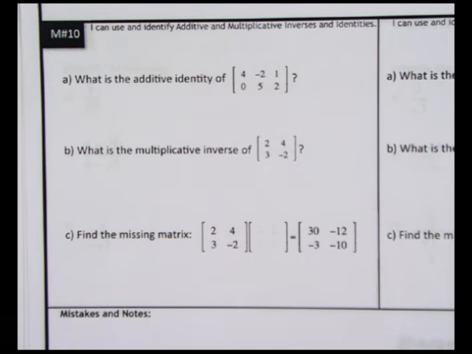All right, M number 10. I can use and identify additive and multiplicative inverses and identities. So you need to know the difference between identities and inverses. Identities keep the matrix the same. Inverses do the opposite of it or turn it into the identity.